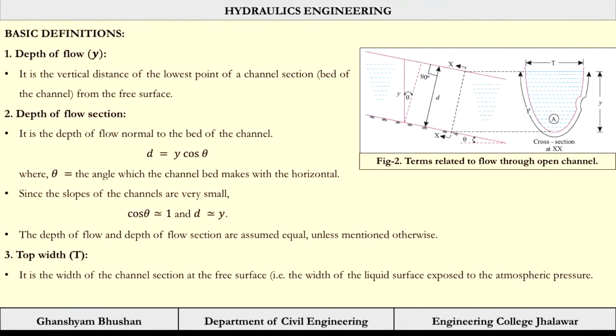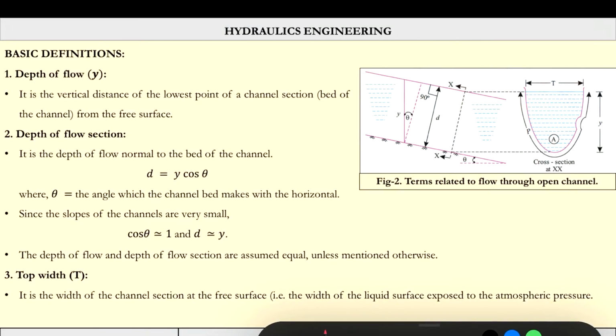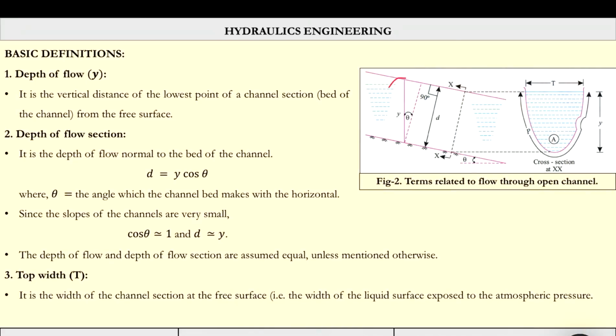Today we are going to discuss some basic definitions which we will be using throughout this chapter. This is a diagram and you can relate to the things we are discussing. First is depth of flow. Depth of flow is this y. This is the vertical distance. From the bed level you have to see in the perpendicular direction. This is not vertical. Vertical will be this direction, along gravity. So this is your y.